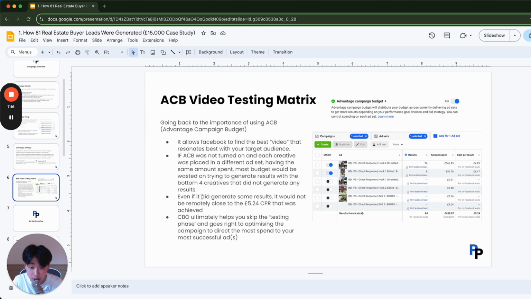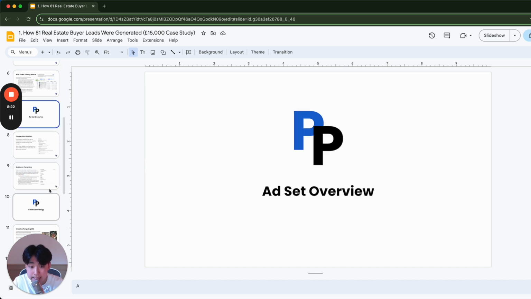Even if it did generate some results, it would not be remotely close to the 5.24 CPR that was achieved. CPR means how much it costs to acquire a lead. So CBO ultimately helps you skip the testing phase and goes right to optimizing the campaign to direct the most of your spend to your most successful ads. Let's now look at the ad set overview.